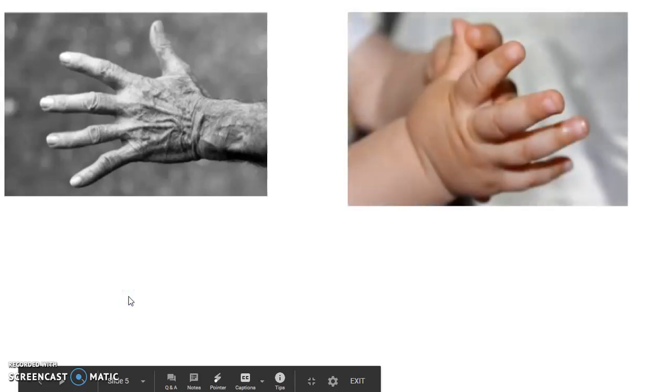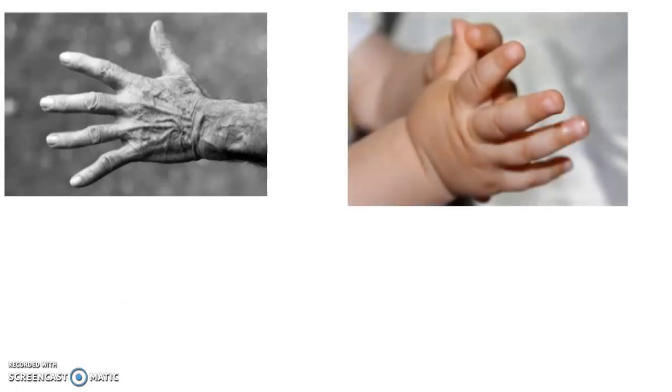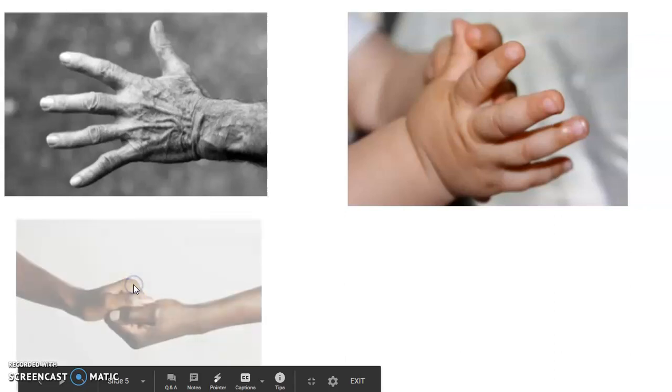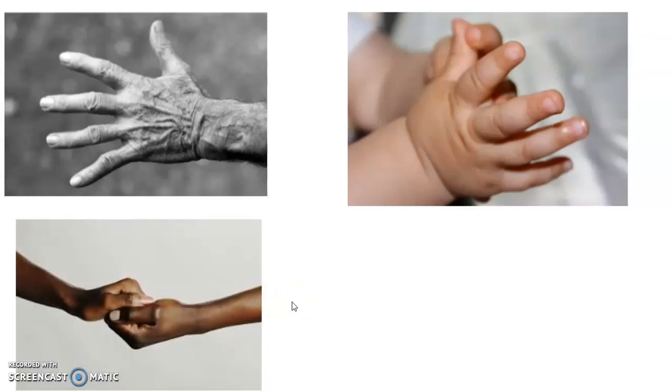And what about these hands? How would you describe these hands? What do these hands hold on to? How are these hands different than the hands we just saw? And what about these hands? How are these hands different? What story might these hands tell?